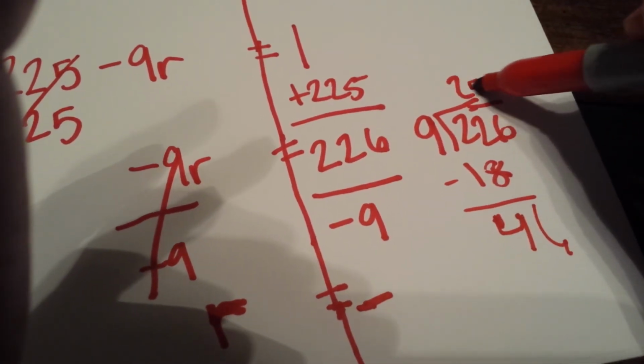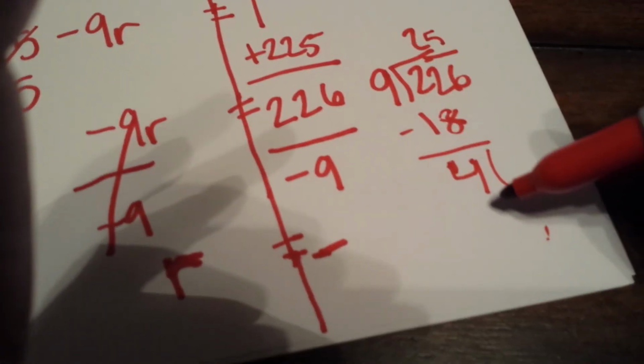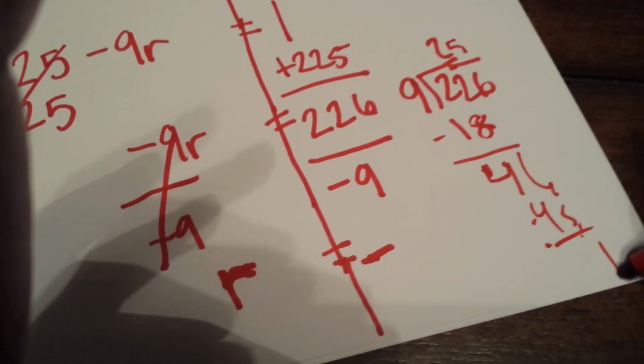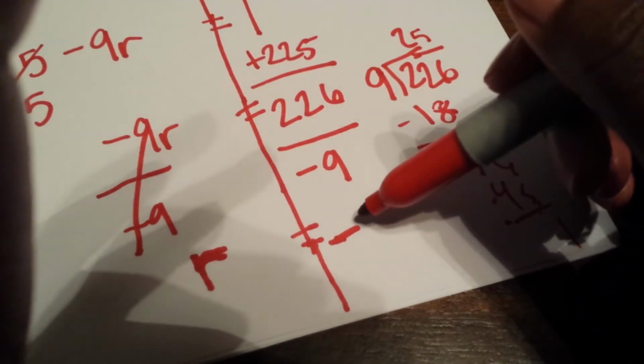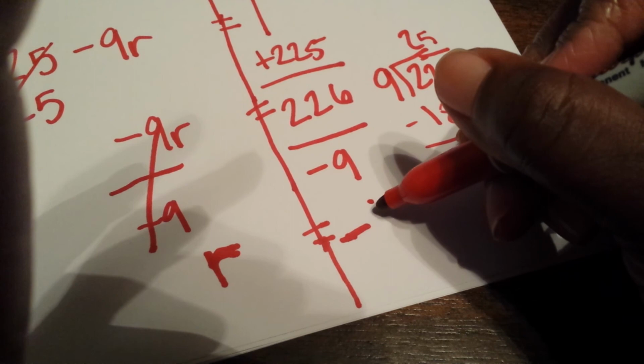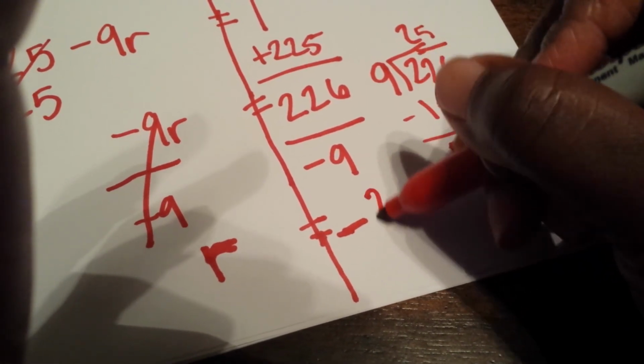So 25 point, let me just put 45 here. Okay, 25 and 1/9, negative 25 and 1/9.